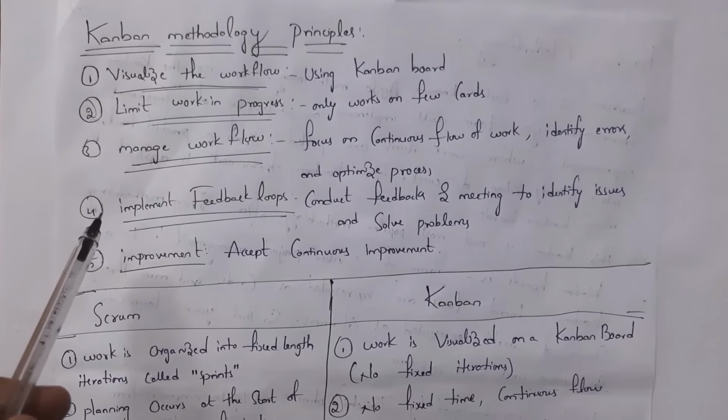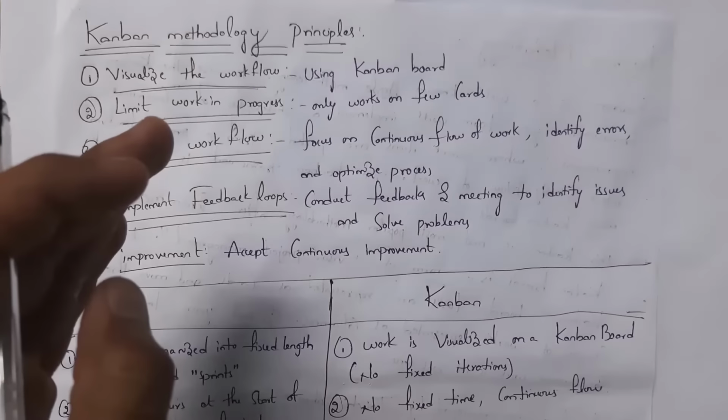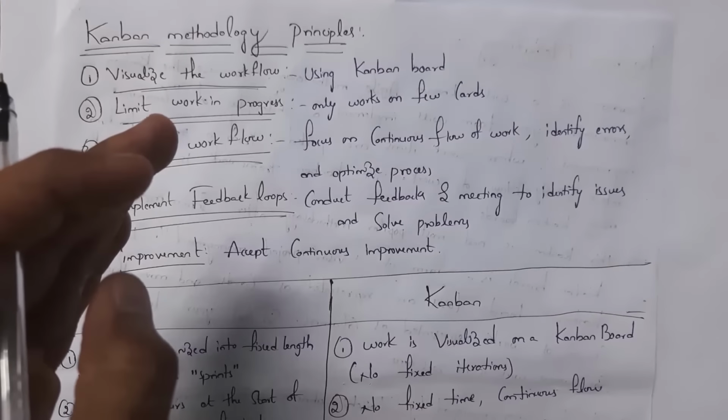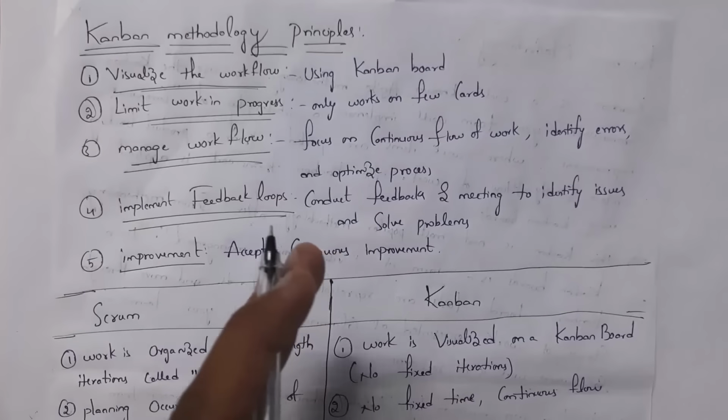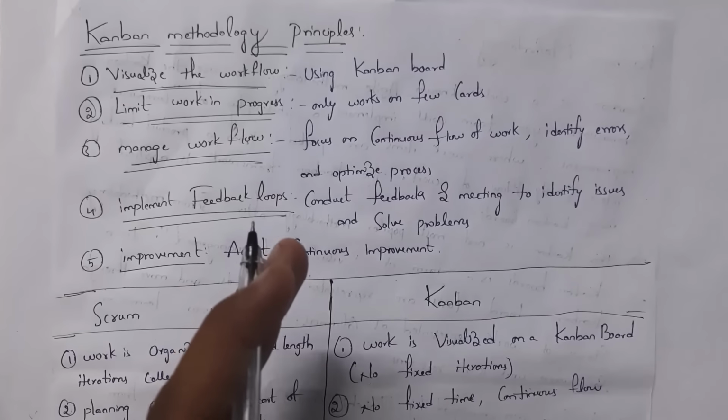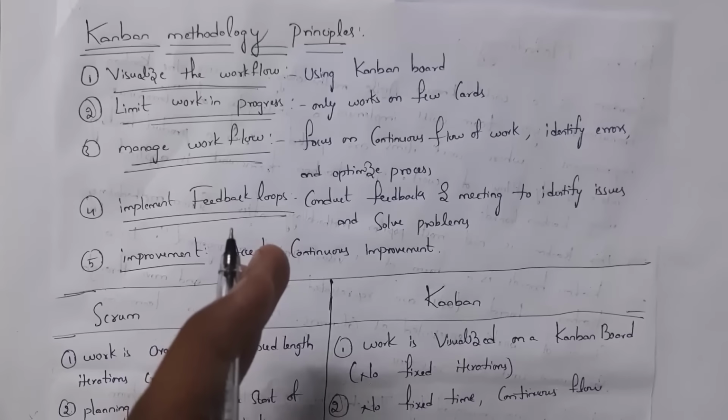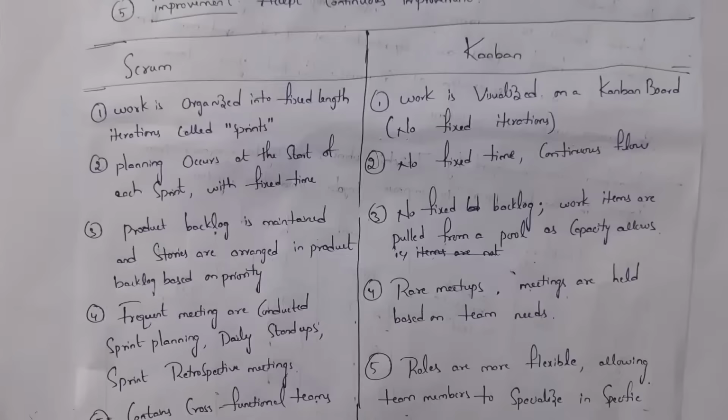The fourth principle is implement feedback loops. In this, the team will conduct feedback sessions, identify issues and solve problems. And the last principle is improvement. Initially they need to develop software with very basic features and then they need to keep on updating the same software with new features. Okay, these are the differences between Scrum and Kanban.